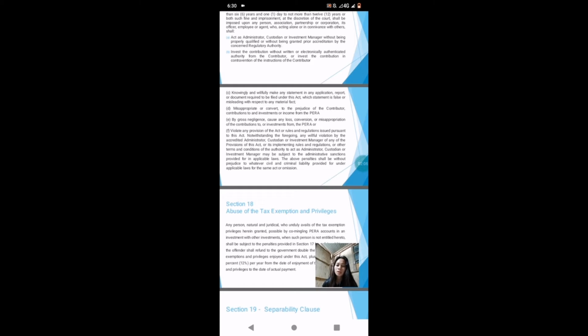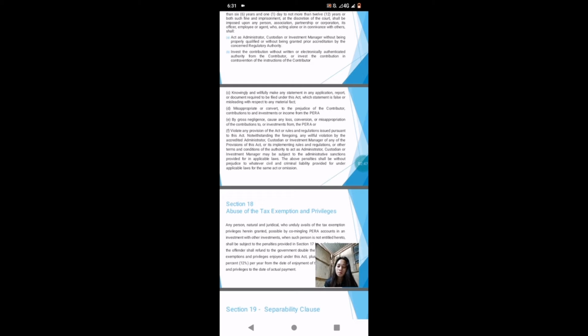Notwithstanding the foregoing, any willful violation by the accredited administrator, custodian, or investment manager of any of the provisions of this Act, or its implementing rules and regulations, or other terms and conditions of the authority to act as administrator, custodian, or investment manager may be subject to the administrative sanctions provided for in applicable laws. The above penalties shall be without prejudice to whatever civil and criminal liability provided for under applicable laws for the same act or omission.